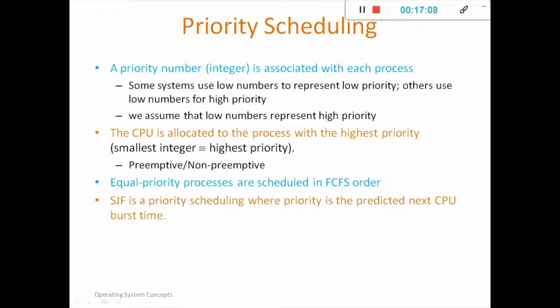We have already learned the SJF algorithm, shortest job first. SJF is one class of priority scheduling where the priority depends on the CPU burst time. Priority is not explicitly assigned, but it is based on the CPU burst time, because the process which has the least amount of CPU burst time will be executed first. That's why SJF is considered a class of priority scheduling.